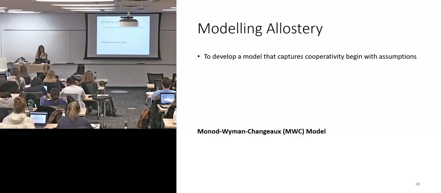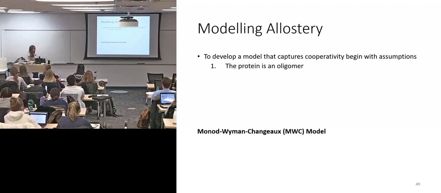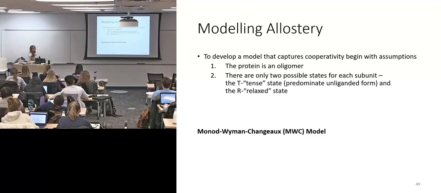So we have a couple different models for allostery. To develop a model that captures cooperativity, we have a couple assumptions. Like I said, for allostery, we're going to let the protein have different subunits, and each subunit will be binding one of these ligands in this allosteric cooperative scenario. Each subunit can only exist in 2 states, okay?